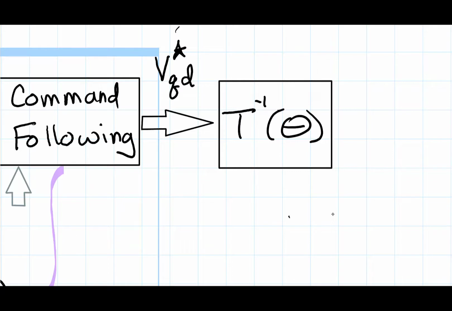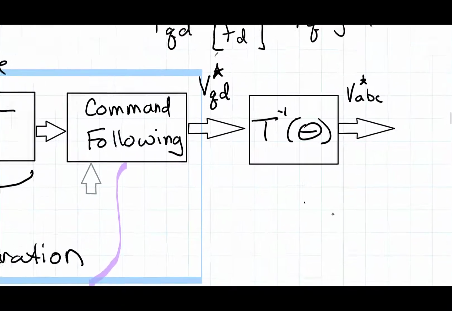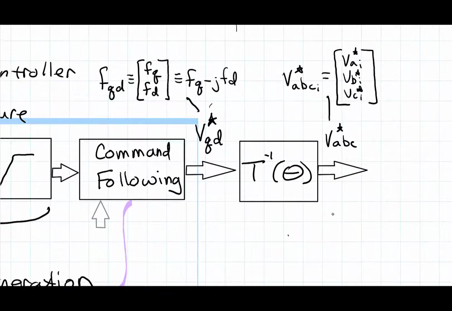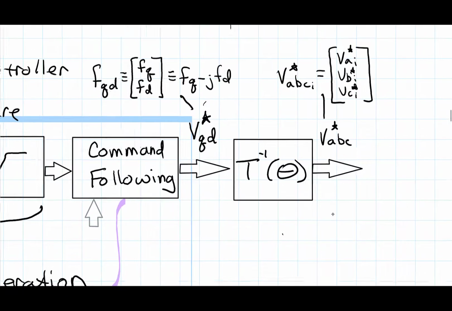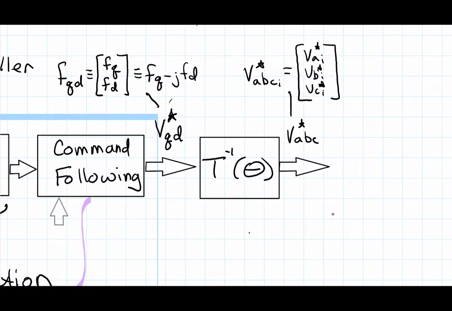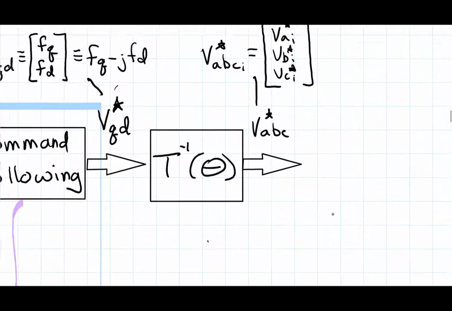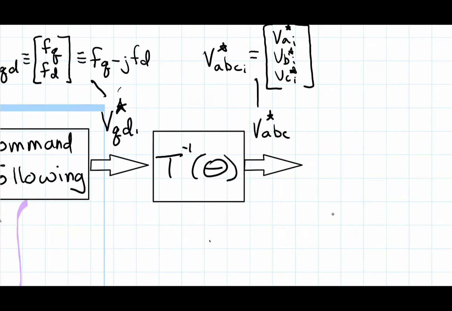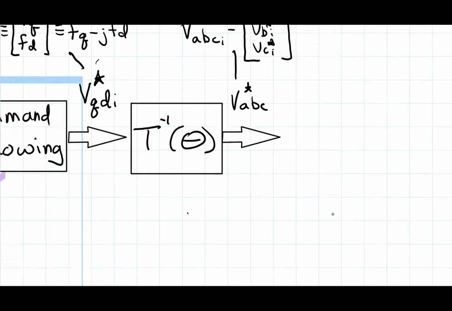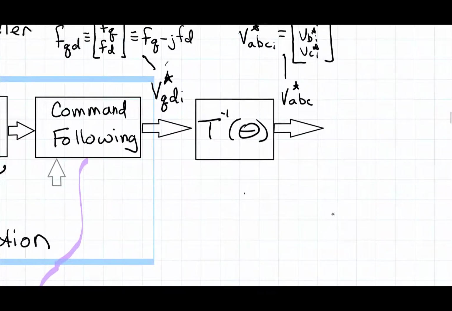And then from that, the output of this is going to be the ABC commands. And these are the commands that we're giving to our inverter. That's why I'm putting a subscript I. And I could put a subscript I right here as well. So these are the voltages that we want to synthesize from our inverter.